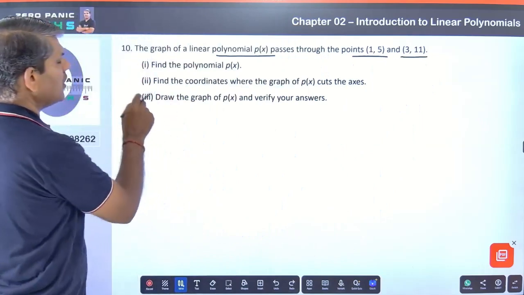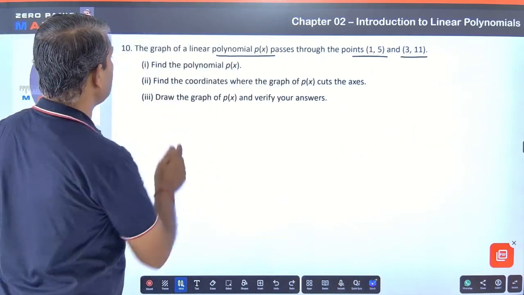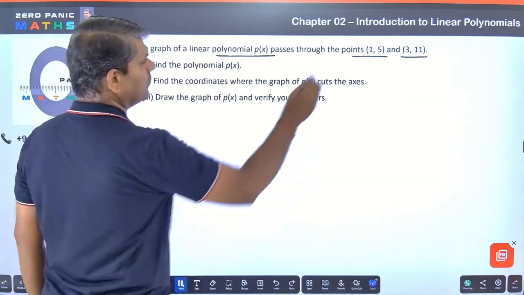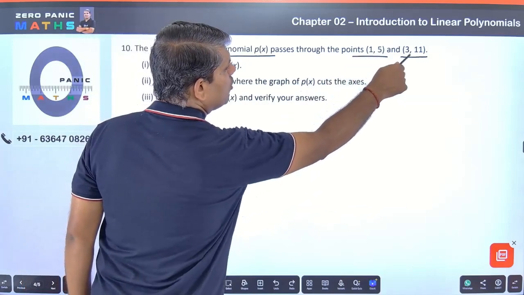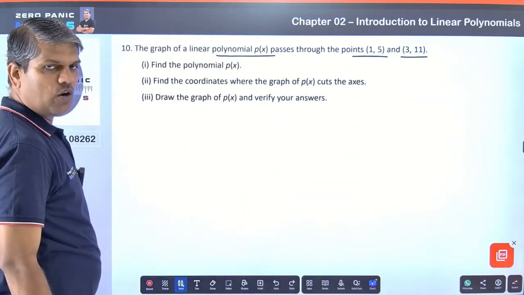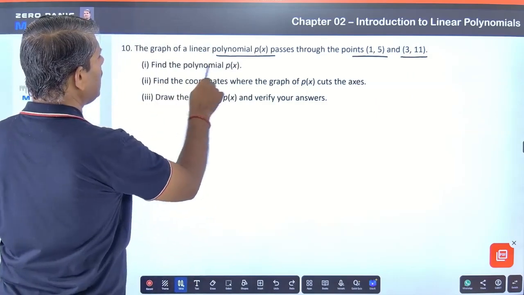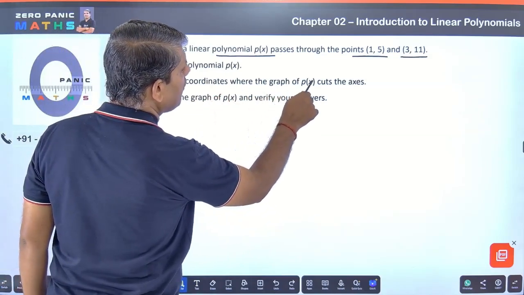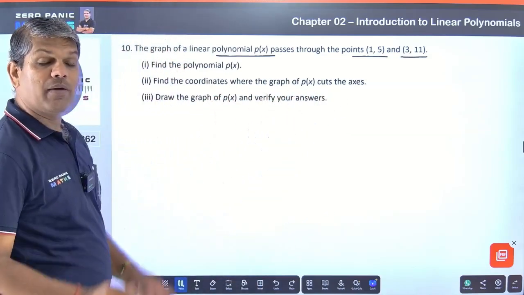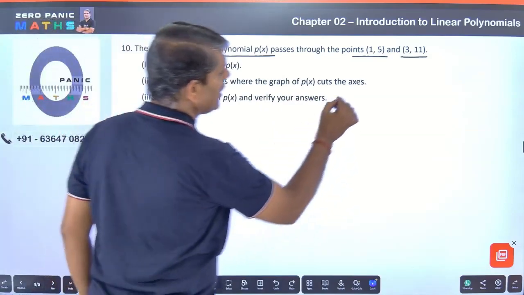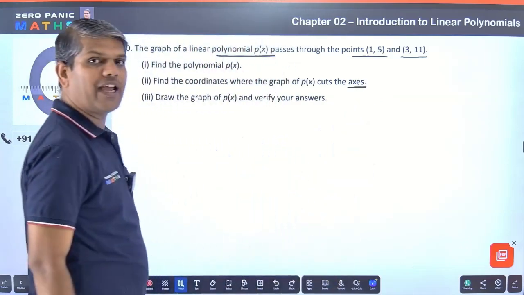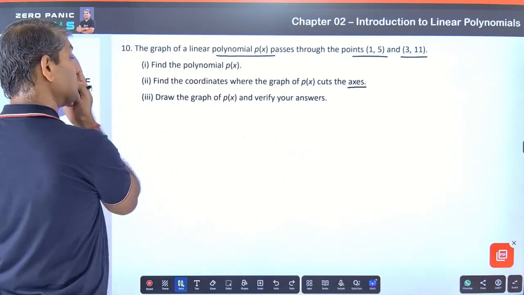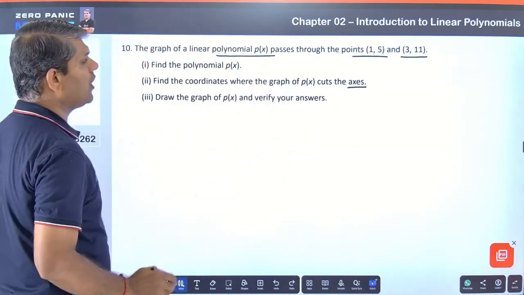Okay, there are three different parts of this question. First, we have to find the polynomial p of x if it passes through (1, 5) and (3, 11). Then after finding the polynomial, find the coordinates where the graph of p of x cuts the axes, both axes. Here they have given it as axes, not particularly the x axis or y axis. And then finally draw the graph and verify our answers. Let us do that. Listen to me carefully now.